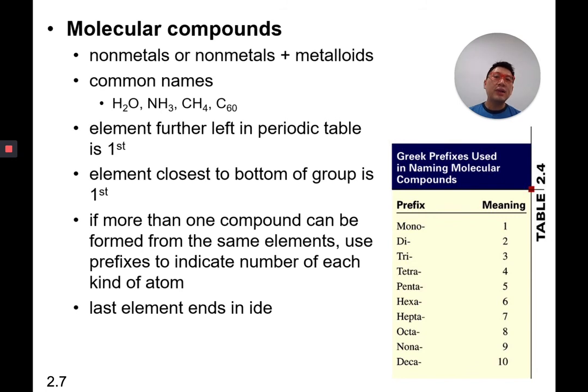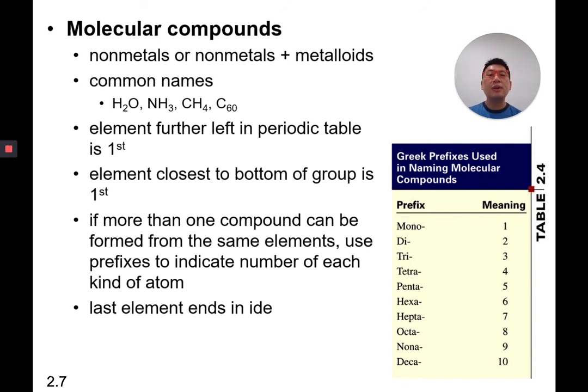Well, first of all, how do I know which element goes first? Like carbon dioxide, why not dioxide carbon? Why is it carbon dioxide? We always put the element that's furthest left on the periodic table first. I don't have a periodic table in front of me without going all the way back in the notes, but carbon is further to the left than oxygen on the periodic table. We write carbon first. If it's oxygen and sulfur, which one comes first? I don't have a periodic table in front of me.